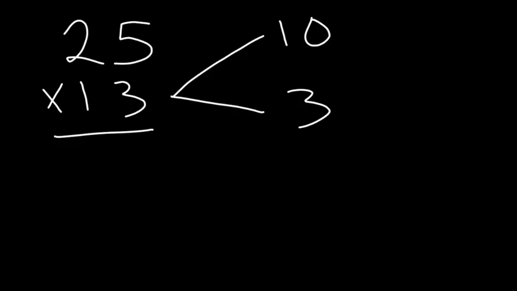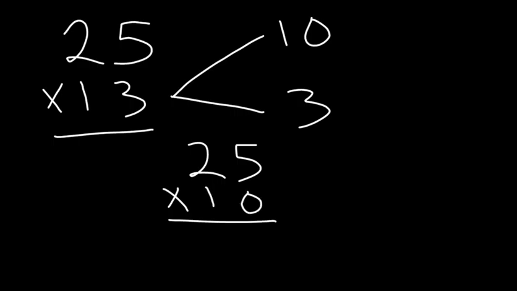Now I'm going to take each of these, which are parts of 13, and multiply it by 25. And I will end up with 25 times 10 and 25 times 3.